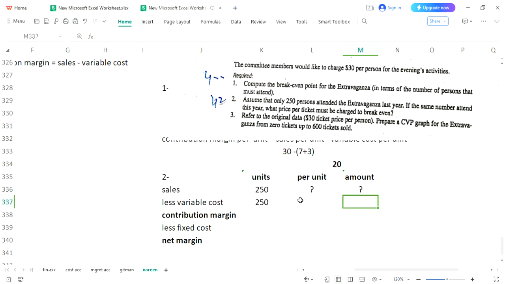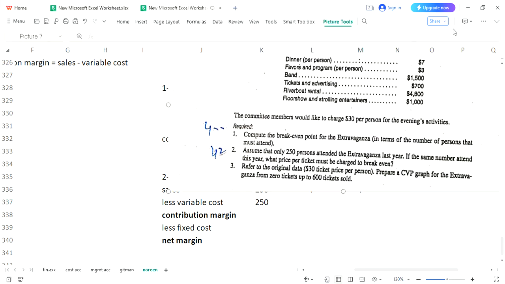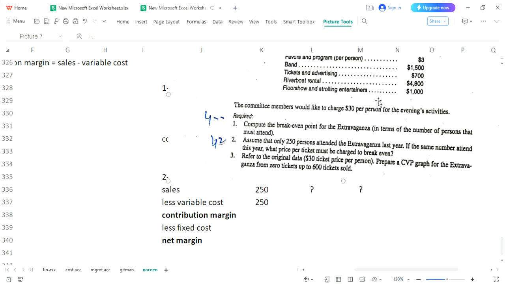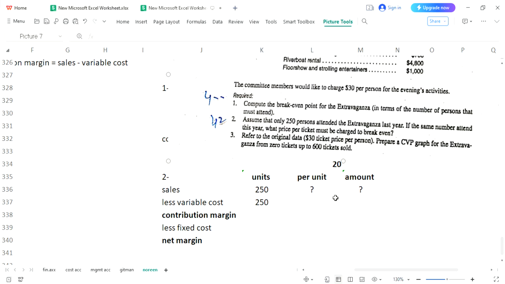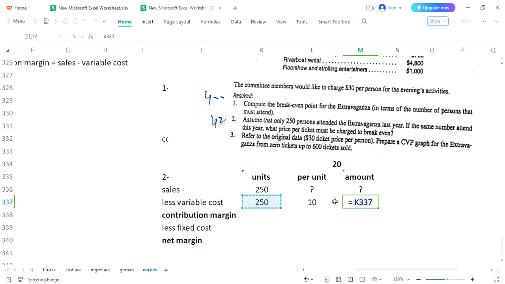Variable cost, we do know, we have seen that variable cost is 7 and 3. This we have decided as variable cost, that means 10. Yes, this we can do. So variable cost, how will you calculate? Units 250 multiplied with per unit, which was 10. So here you have calculated your total amount of variable cost. We cannot calculate contribution margin because sales is not present over here.